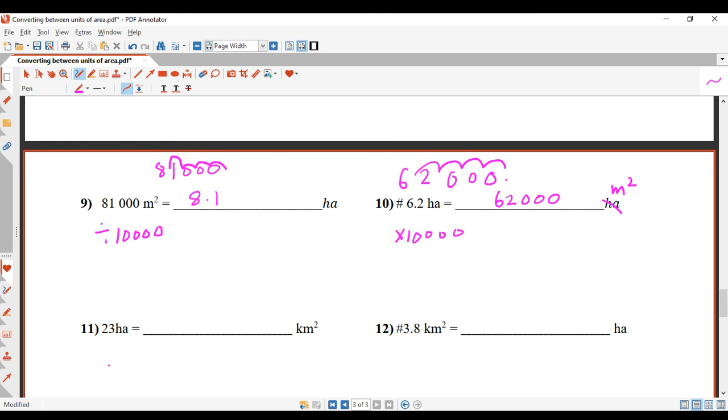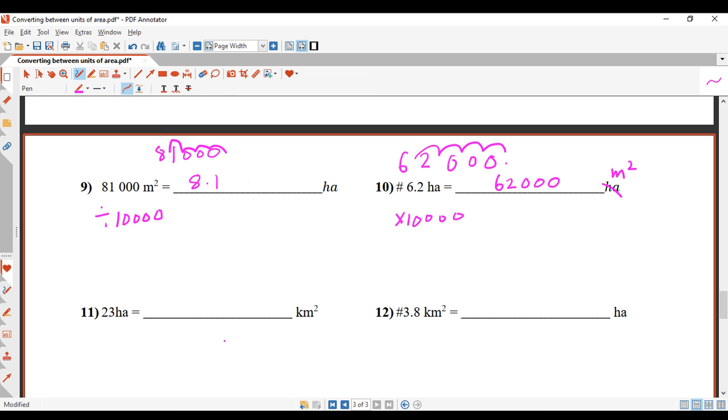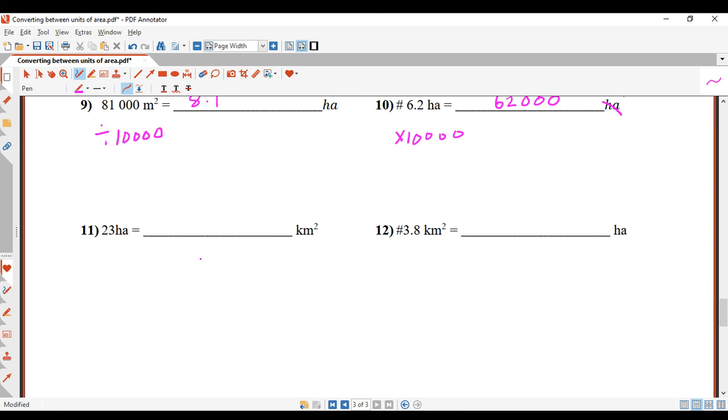Hectares to kilometres squared. Now, this is a little bit harder. What we're going to first do is convert hectares to metres squared and then metres squared to kilometres squared. So as we did in the last one, to go from hectares to metres squared, we're going to times by 10,000. So first of all, I'm going to go 23 times 10,000. So that's 23 with the 4 zeros. That's metres squared. Okay, so I've converted the hectares to metres squared.